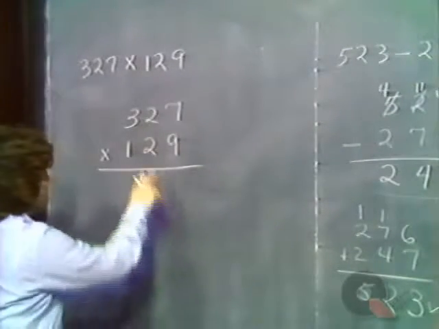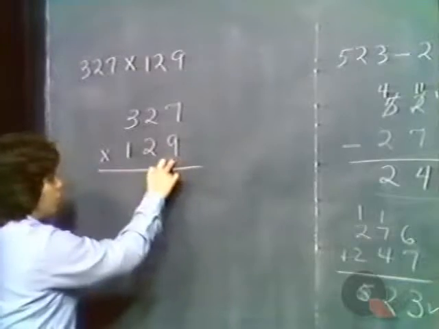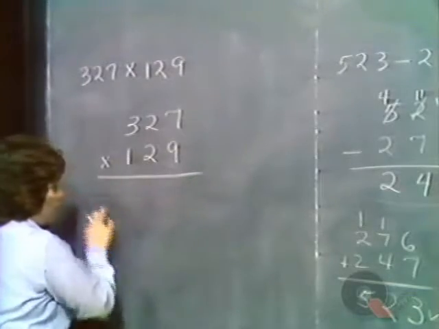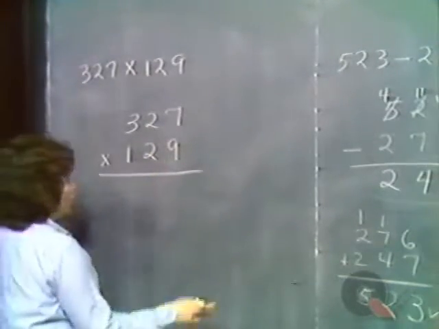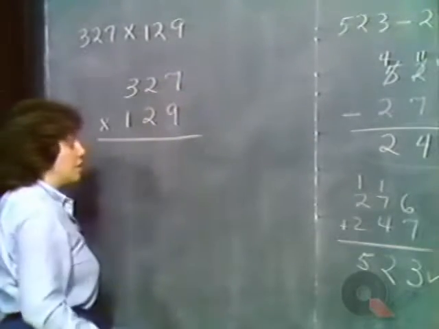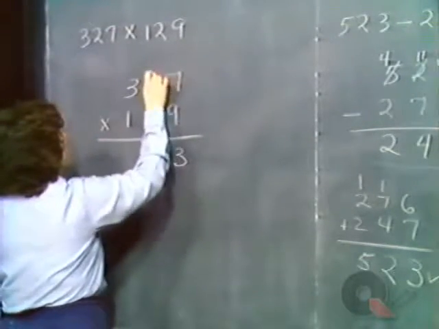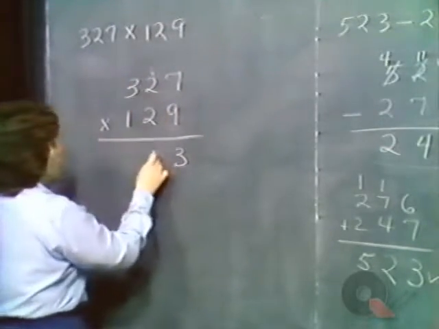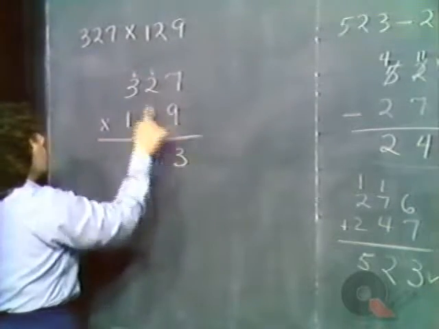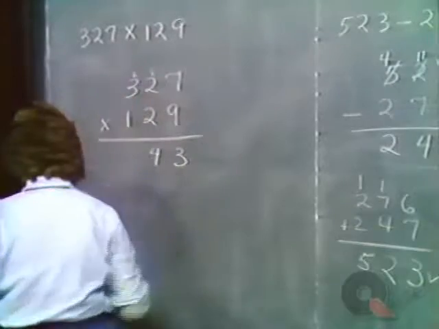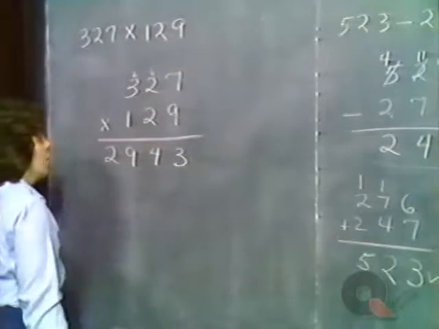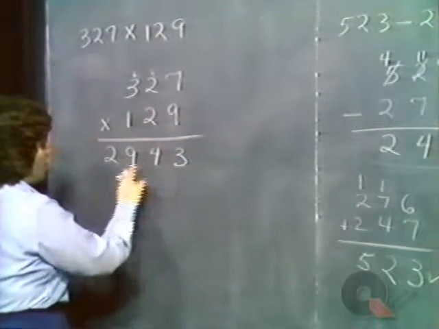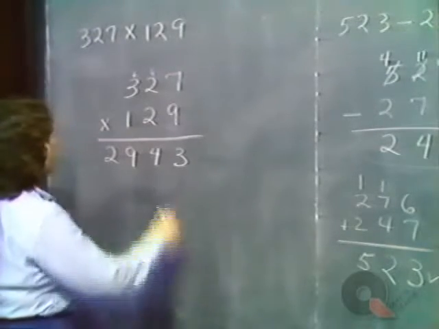Okay, we will start over here with the digit on the far right. We will multiply 327 times 9 and put the answer here, starting over here. Okay, let's try that. 9 times 7, 63. Put down the 3, carry the 6. 2 times 9, 18, and 6, that's 24. Put down the 4, carry the 2. 3 times 9, 27, plus 2, 29. Okay, what I did was multiply 327 times 9, and I got 2,943. Okay?